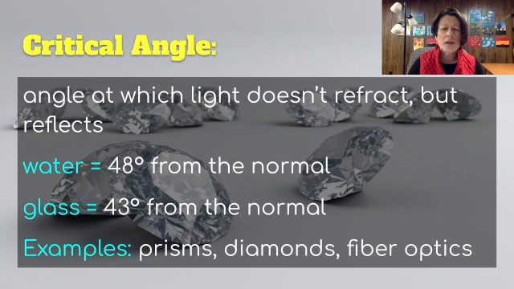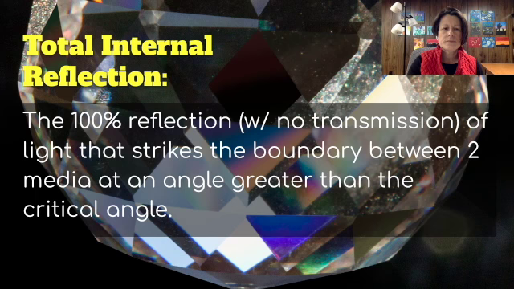That's why diamonds are so brilliant, because light gets trapped in there and reflects against all of those facets in there. That's why they sparkle inside. So total internal reflection is the 100% reflection with no transmission of light that strikes the boundary between two media at an angle greater than the critical angle.